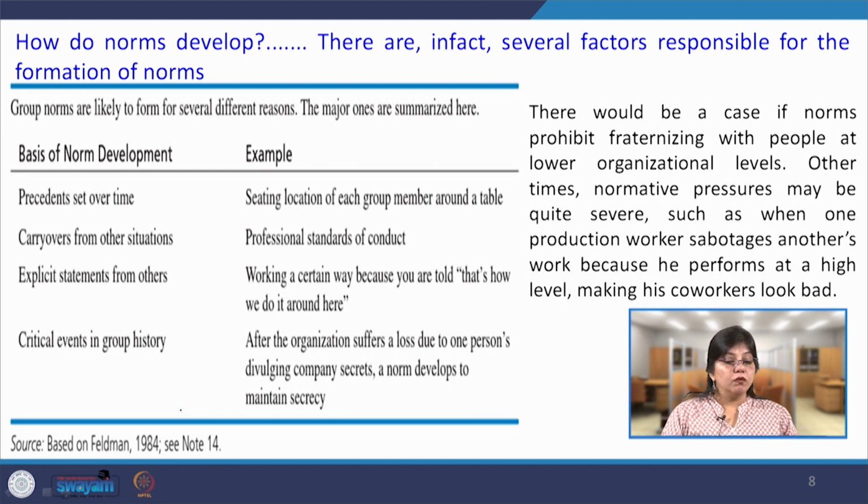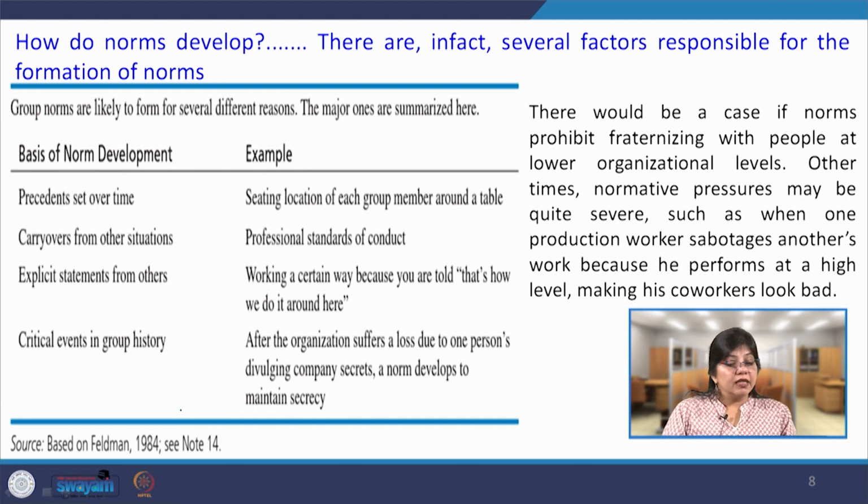The other is carryovers from other institutes, that is, professional standards of conduct. Right from the past, certain behavioral patterns have been followed, and to the present time employees follow the same patterns of behavior or conduct. For example, following the dress code. This is unwritten and informal, but it has a carryover effect from one year to another, from ages and ages, and people tend to maintain those professional standards of conduct.